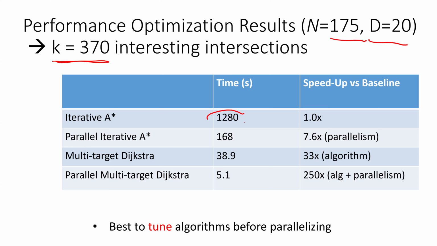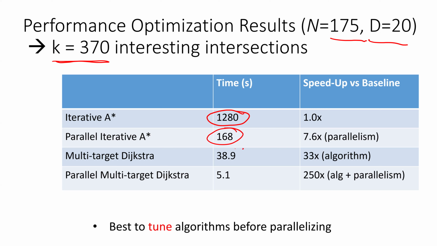If we use the K squared approach, our milestone 3 A star solution, this takes 1280 seconds to fill in that matrix of travel times. So we can't use it, we only have 50 seconds. This is going to be a hard fail. If we take that algorithm and make it parallel, it speeds up by almost 8x, but it's still not fast enough: 168 seconds.